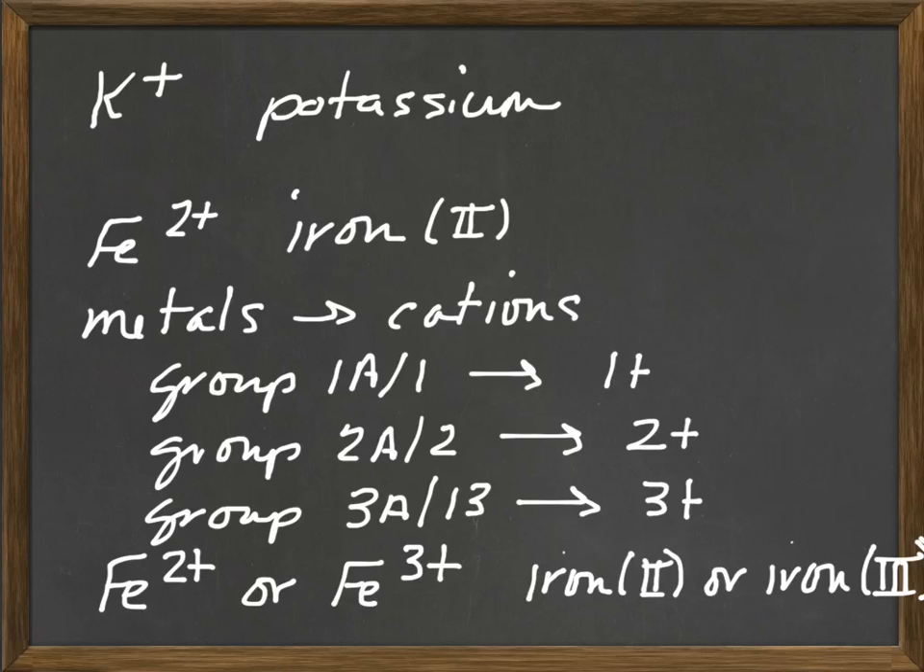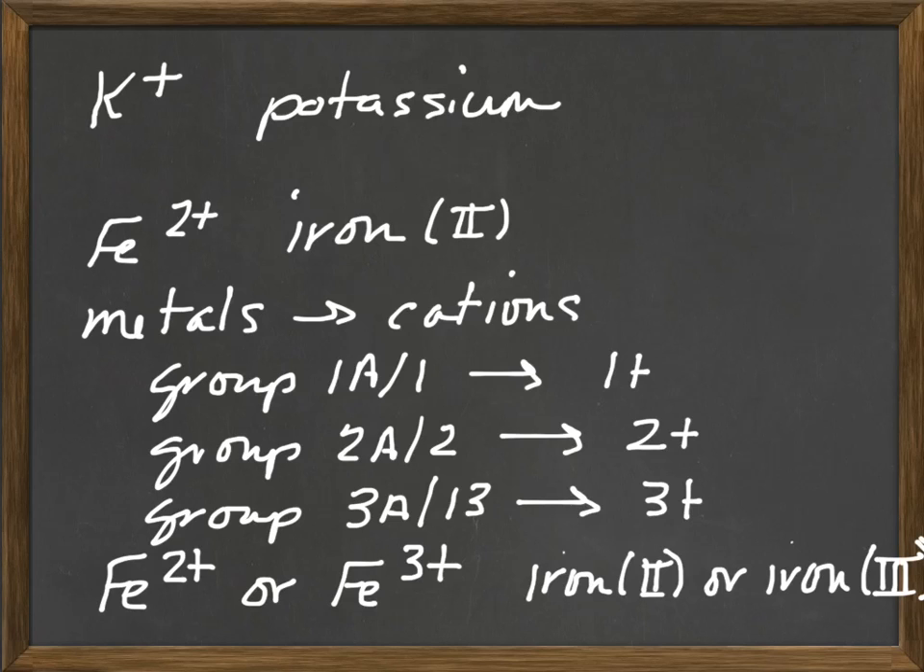Okay, so that's how we know the charges on the metal ions. Group 1, 2, or 3, it's +1, +2, or +3. The others are going to have Roman numerals that tell you. So if you look at the name, it's got a Roman numeral that tells you the charge. Okay? Any questions about the cations?